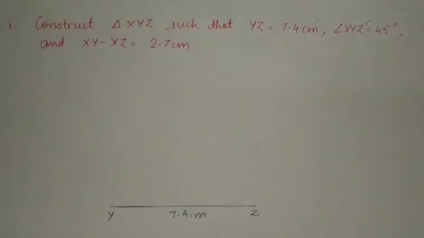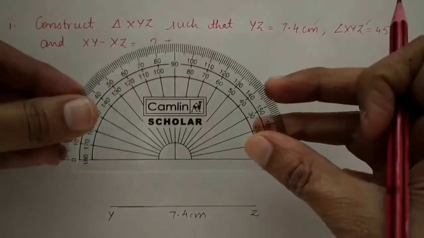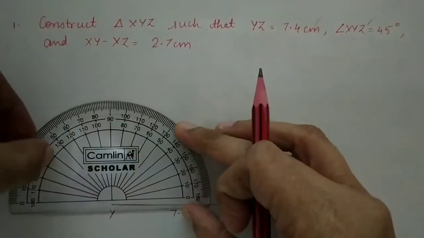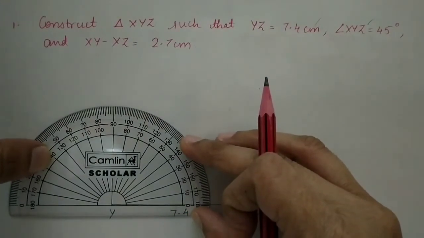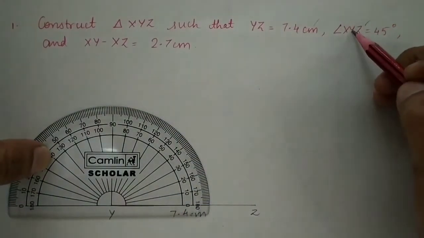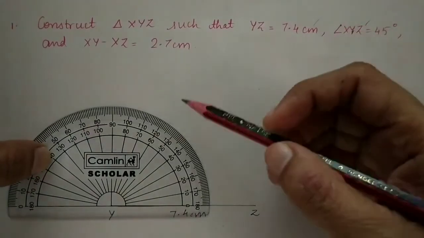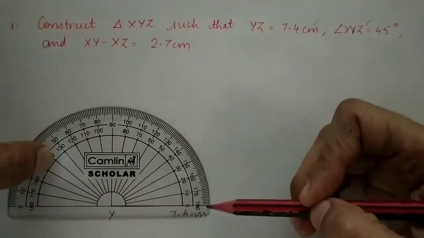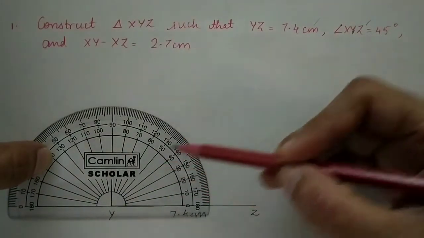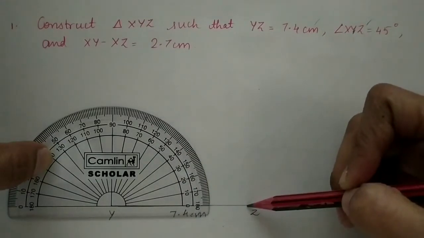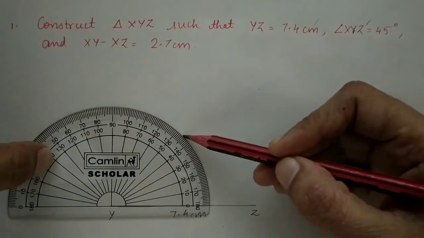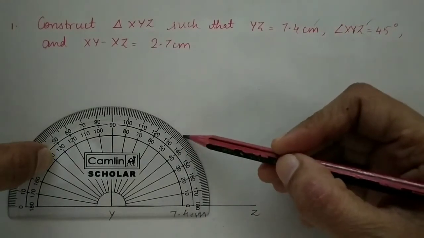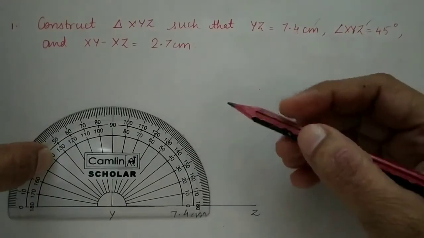Angle XYZ is 45 degrees. So I take my protractor and place it on Y. Why am I placing it on Y, children, and not on Z? Because there is Y here, X, Y, Z. So I'll place it here and check whether it is properly coinciding. The segment is on this side, so I'll start counting 0, 10, 20, 30, 40 and 45. So this is 45 degrees.